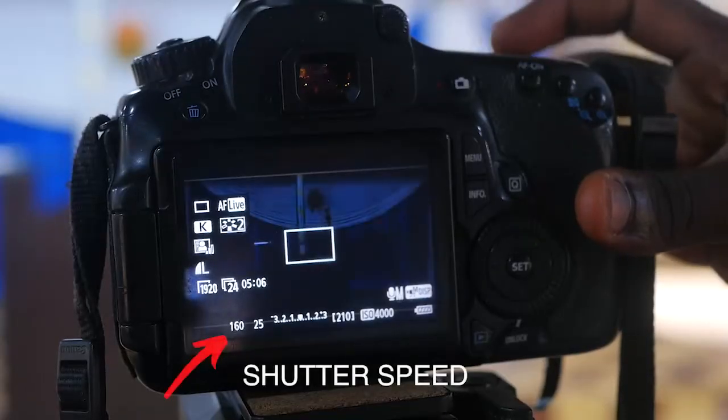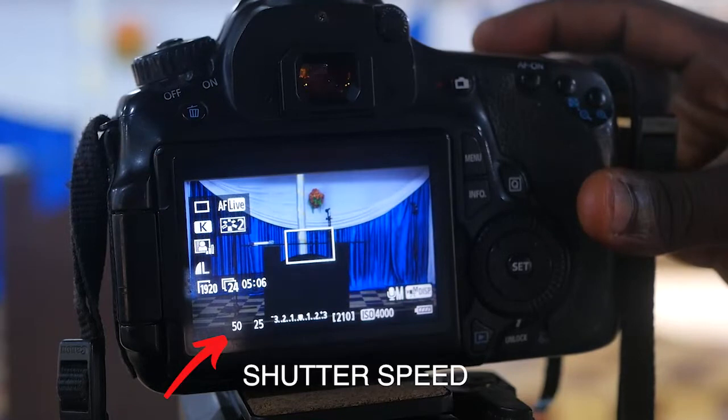Now, an increase in the value of the shutter speed makes your composition darker, and reducing the shutter speed makes your composition brighter. So for instance, a shutter speed of 125 is going to be darker than a shutter speed of 50. But there's a basic rule for setting your shutter speed when you are shooting video, and the rule is your shutter speed should be twice the value of your frame rate. That is, when you are shooting at a frame rate of 25 frames per second, then your shutter speed should be twice of that, which is 25 times 2, which is 50. So your shutter speed should be 50.